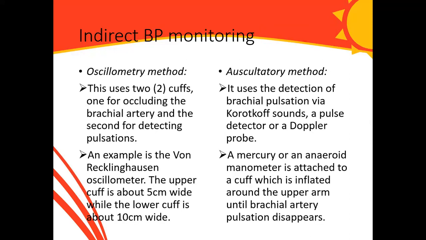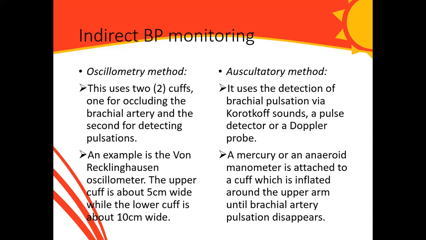Oscillometry is another important indirect method of blood pressure monitoring, and it uses two cuffs, one for occluding the brachial artery and the other one for detecting pulsation. So two cuffs: one occludes the brachial artery and the other detects pulsation. An example is the von Recklinghausen oscillometer.